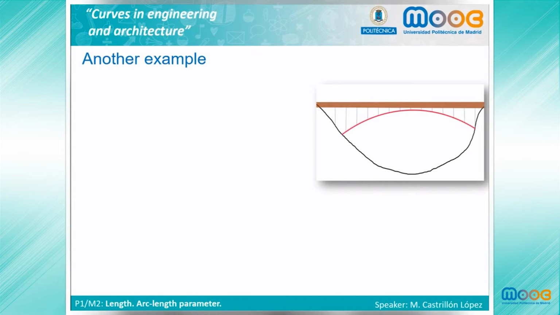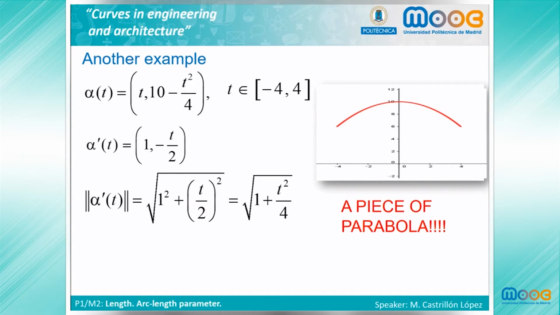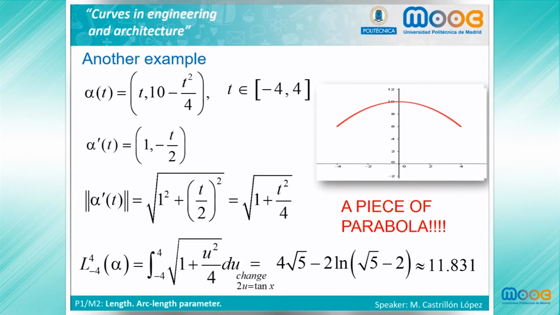Another example. We can compute the length of the bridge supporting arc that we have mentioned in a previous video. That arc, we will see in a subsequent video, has the shape of a parabola and can be parametrized as follows. We compute the derivative and the norm of the derivative. The integral can be calculated after a change of variable. The value of this integral would be essential, for example, to calculate the quantity of iron necessary to build that arc.